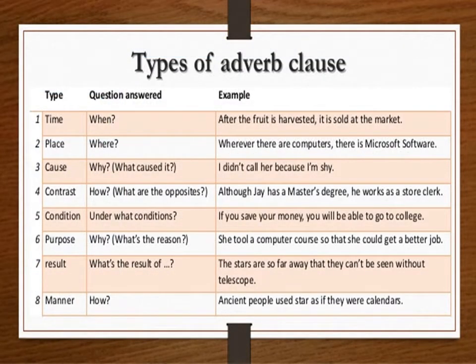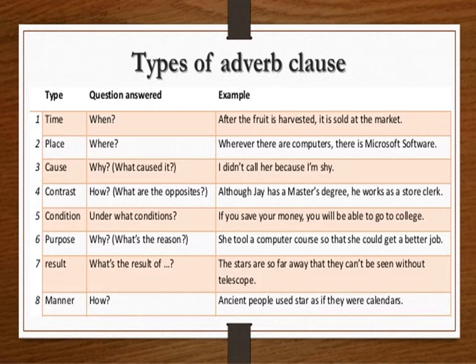Okay, so in this session, hopefully we can discuss these 8 types of adverb clause. Adverb clause of time usually answers the question when. After the fruit is harvested, it is sold at the market. So it usually relates to the main verb. It is sold at the market. When? After the fruit is harvested.